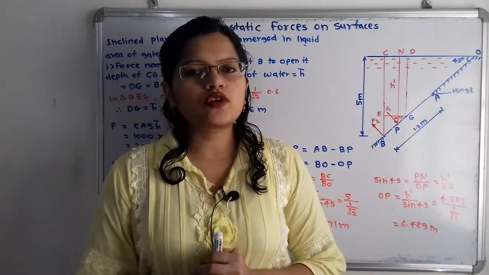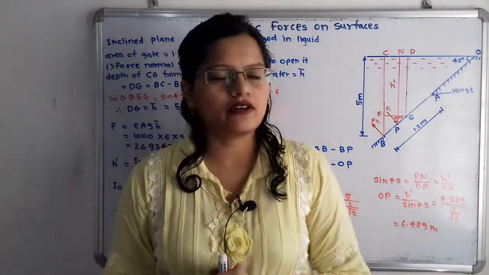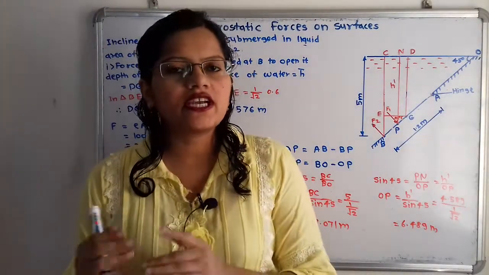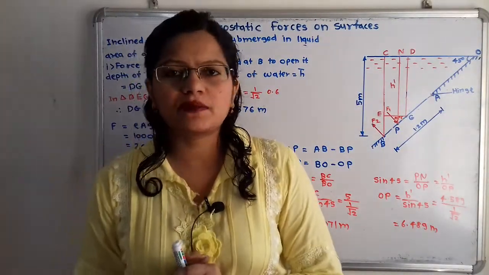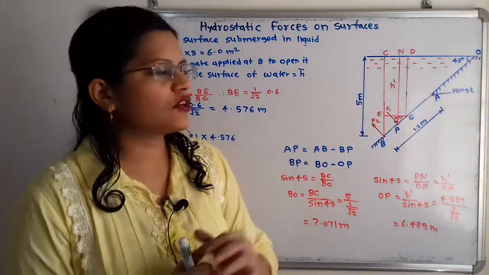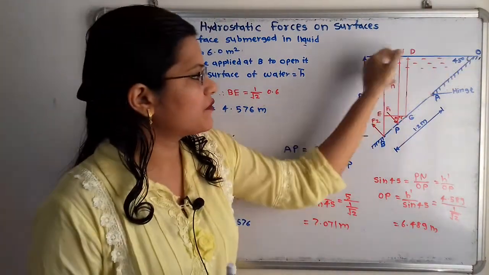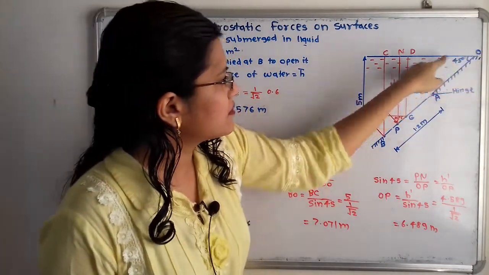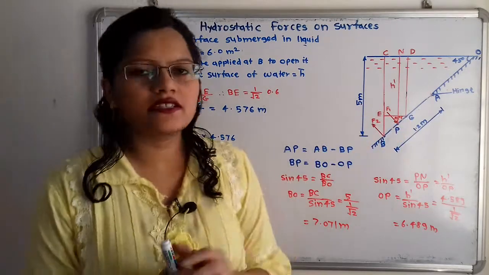We know that the total force applied by the water on this gate AB is equal to rho A g h bar. What is this h bar? h bar is the distance of the center of gravity from the free surface of water. So here is the free surface of water, and here is the point G.